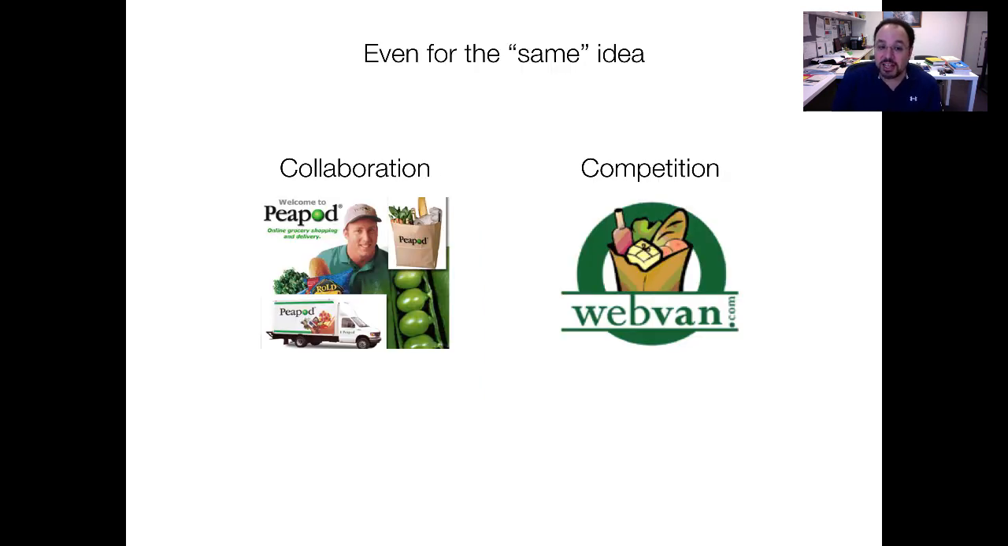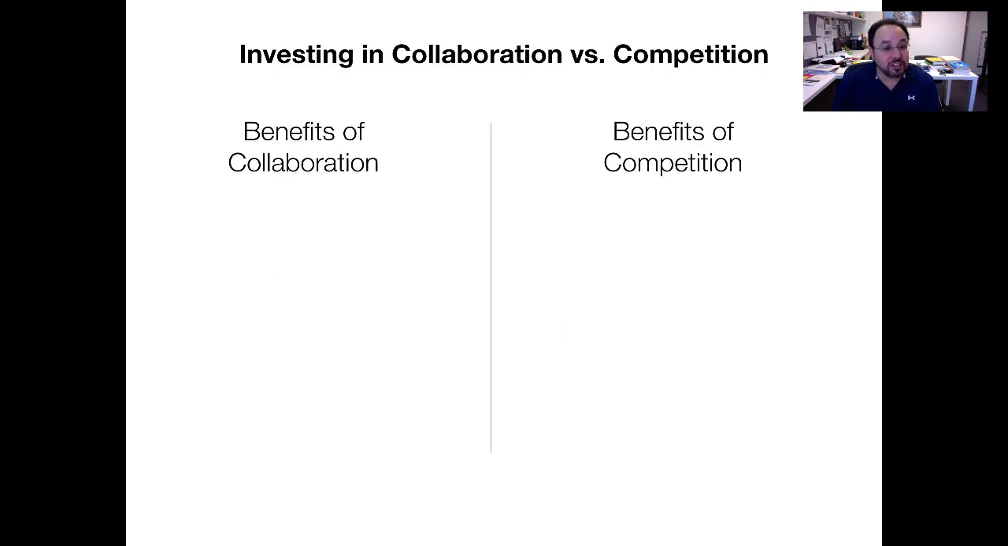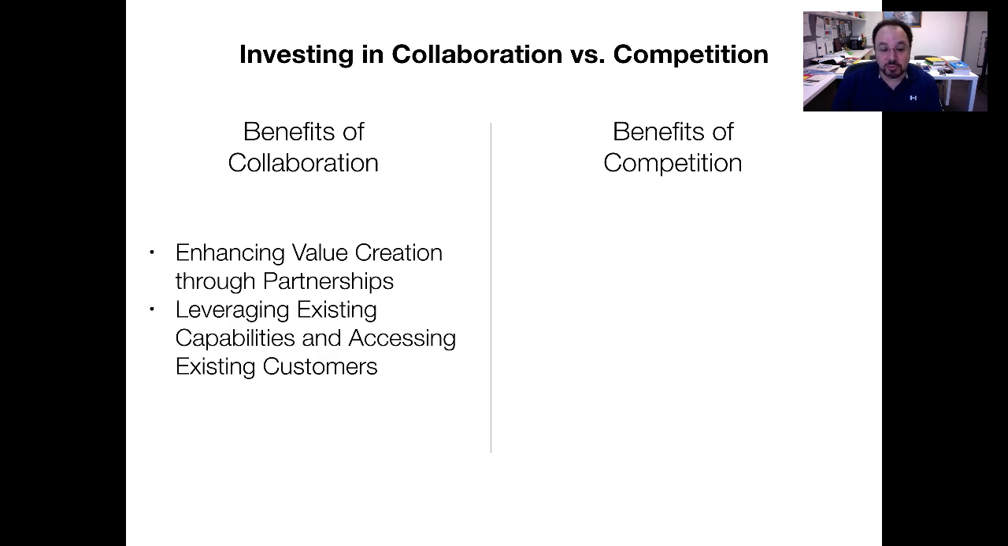We even see this for the same idea. We saw collaboration with Peapod working with existing supermarkets and competition with Webvan working to displace existing supermarkets. And there are benefits of each form. The benefits of collaboration include, well, you get partnerships and you reinforce the value creation along an existing value chain. You leverage existing capabilities and access existing customers rather than having to invest and duplicate things to build them from scratch. And, of course, you mute competitive pressure. Good for consumers, bad for firms trying to earn money. Obviously, monopoly is better than competition if you can have it.